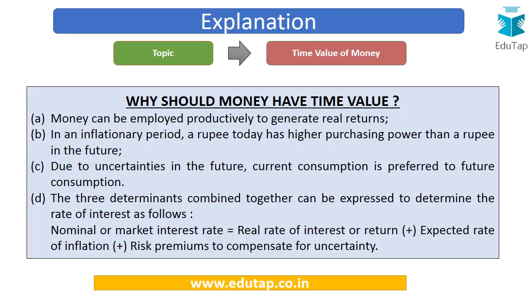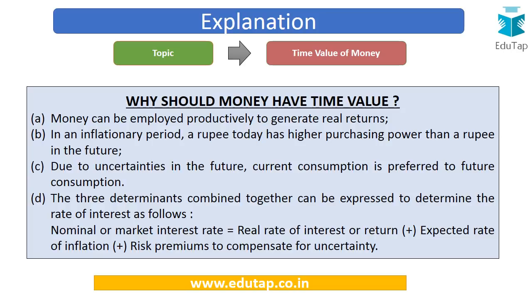So that's why this is the time value of money, which has to be compensated. Further, due to uncertainties in the future, current consumption is preferred to future consumption. Because the future is uncertain, it may happen that prices rise in the future or something else may happen. So that's why the future has a time value. The three determinants combined together give us the rate of interest.